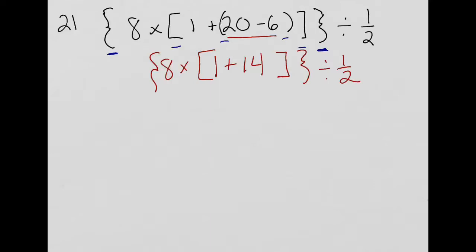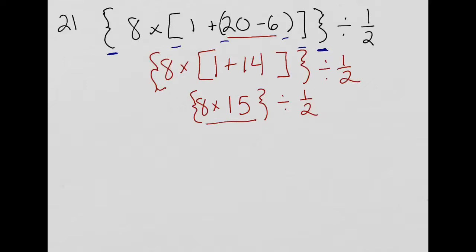Can't forget that 1/2 that's sitting out there. I will get to it when I am done solving everything inside those braces. All right, so now I have brackets. So I have 1 plus 14, which is 15. And I have my multiplication of 8, still have my braces, and divided by 1/2.